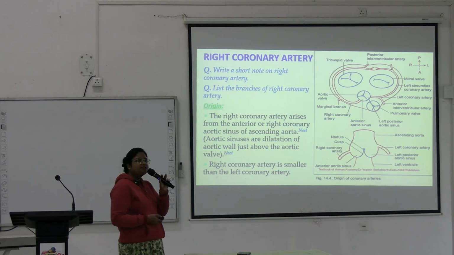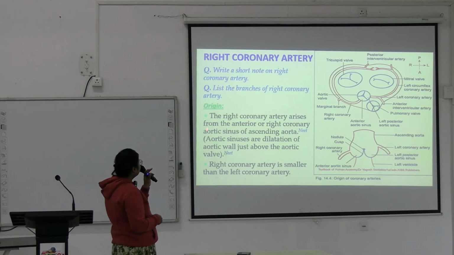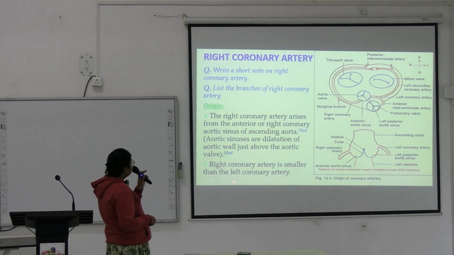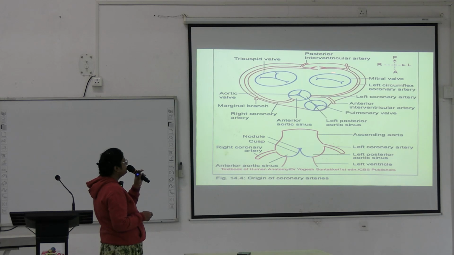Now we will discuss the individual coronary arteries. First, the right coronary artery. It arises from the anterior or right aortic sinus of the ascending aorta. Aortic sinuses are dilatations just above the aortic valve, and the right coronary artery is smaller than the left coronary artery. See, this is a schematic diagram, a cross section through the heart: aortic valve, pulmonary valve, tricuspid and mitral valve. This is the right coronary artery and this is the left coronary artery. They are anastomosing here in this plane.